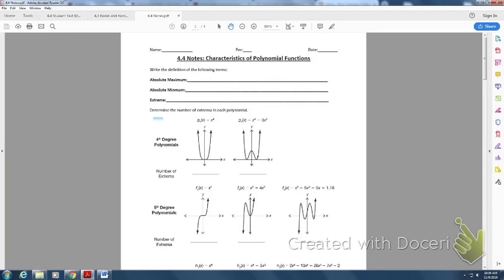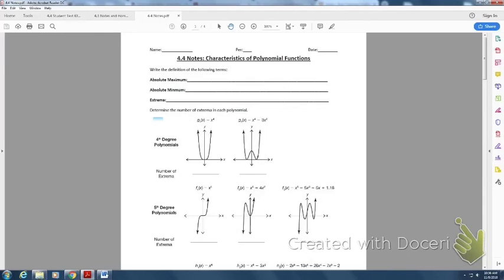Alright, today we're going to talk about characteristics of polynomial functions. Going to talk about some new stuff today that really we haven't even touched on. So a lot of these ideas are going to be new. I don't think they're hard, but they are definitely new. And a few of those definitions, they're up at the top.